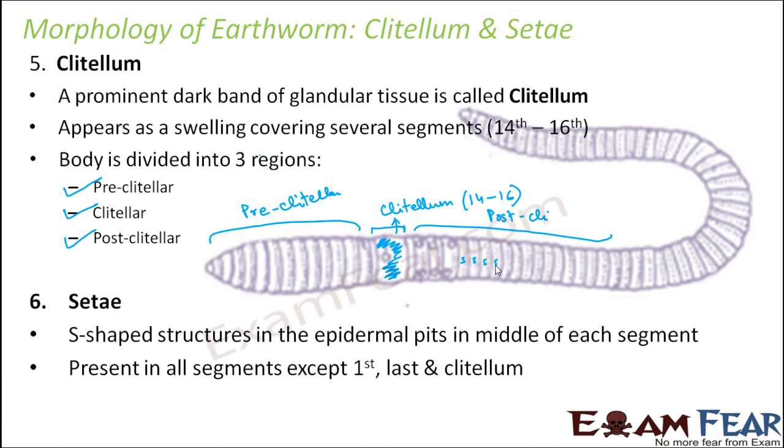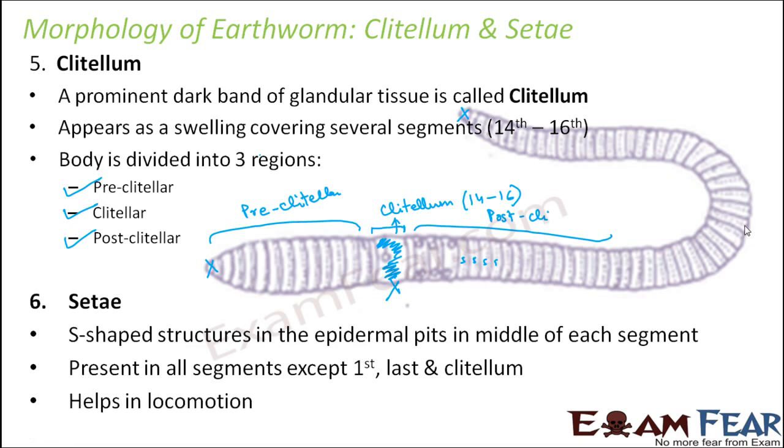They are present in all the segments except first, last and clitellum. So except the first segment, that is the peristomium, the last segment it is not there, first segment it is not there, and clitellum it is not there. Other than that, everywhere setae is present.